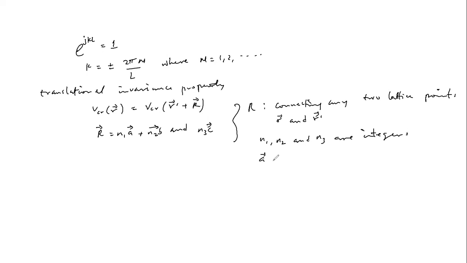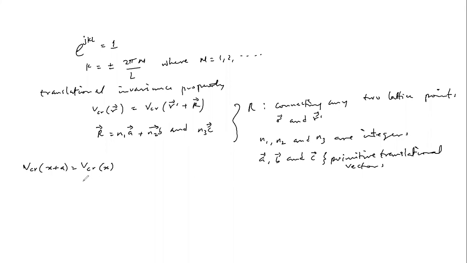such that the vector a, vector b, and vector c are the primitive translational vectors. Okay, these are the primitive translational vectors, or a set of three independent shortest vectors connecting two lattice points, and they define the three-dimensional lattice. Since the crystal potential is periodic in x with a period or a primitive translation a, then V_CR(x + a) will be the same as V_CR(x). So as a periodic function in x, it can be put in the spatial Fourier series like we did earlier.